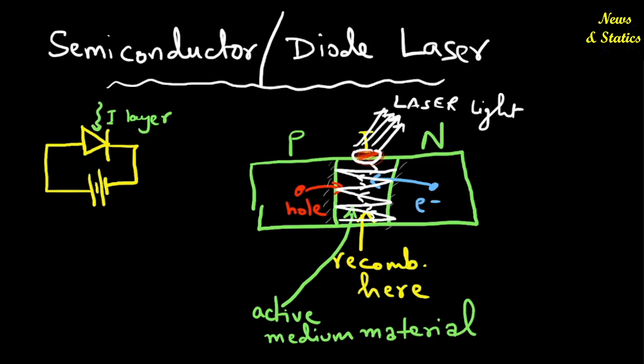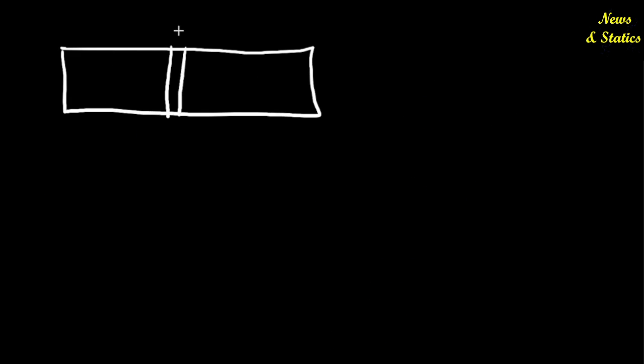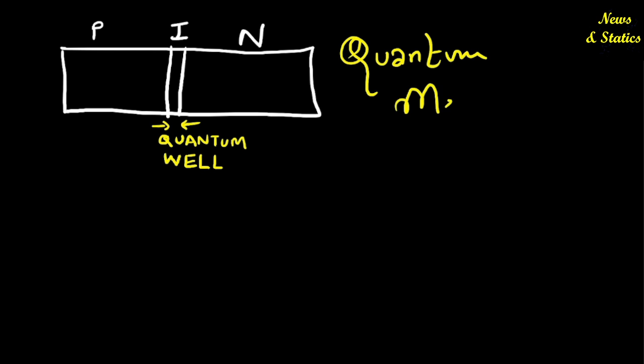Furthermore, if you decrease the width of this I layer or the active medium to a very tiny width, it will become something called the quantum well, where equations of quantum mechanics will be used. So this laser technology is a quantum mechanical technology.